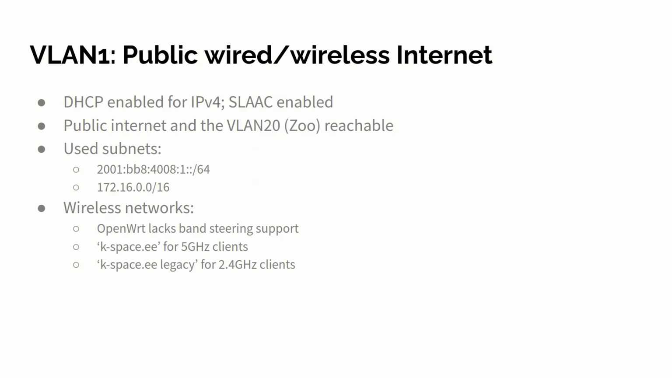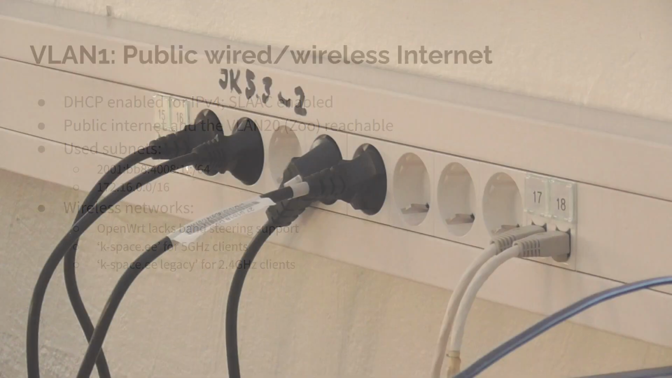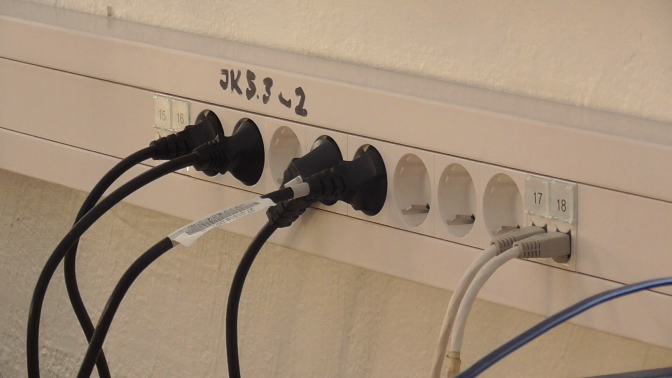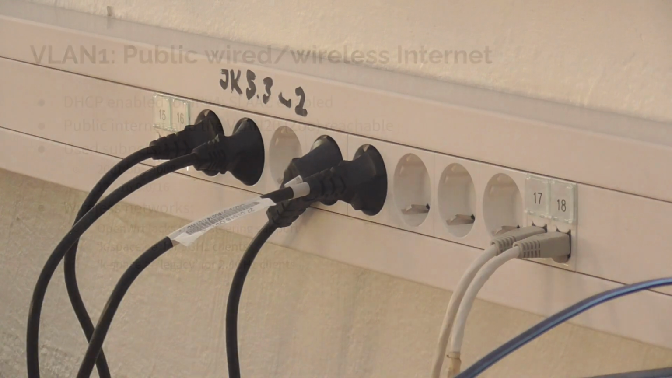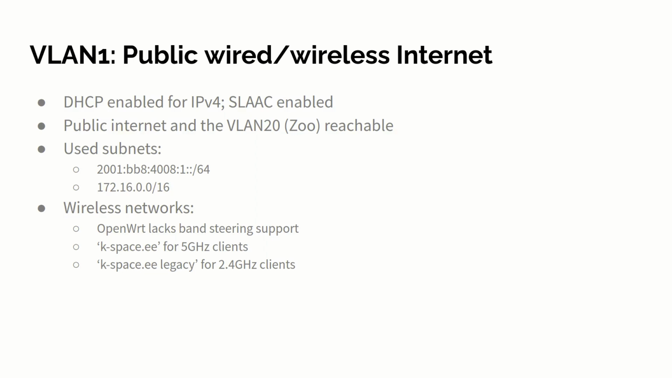So first up is VLAN 1. That's the one for the public wired and wireless network. We've got DHCP enabled, so you automatically get an IPv4 address. We've also got SLAAC enabled, so you get the same for IPv6. You can pretty much use it to reach the public internet and VLAN 20, which essentially is a public internet as well. And this VLAN is bridged to two wireless networks.